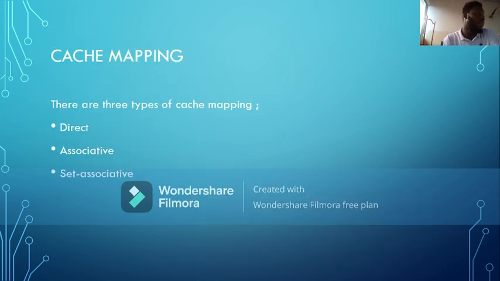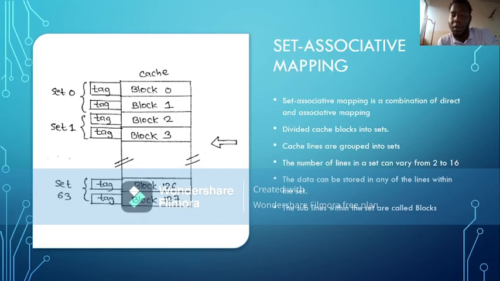Cache mapping has types of mapping, which are direct, associative, and set associative. So what is set associative mapping? Set associative mapping is a combination of direct and associative mapping.